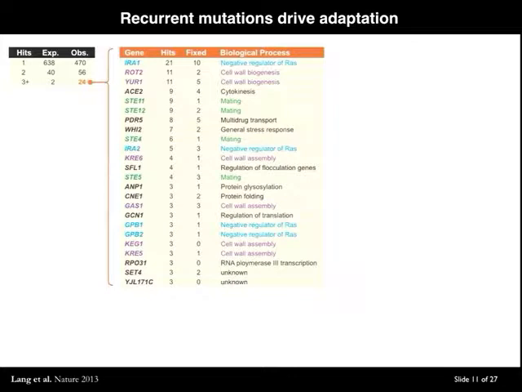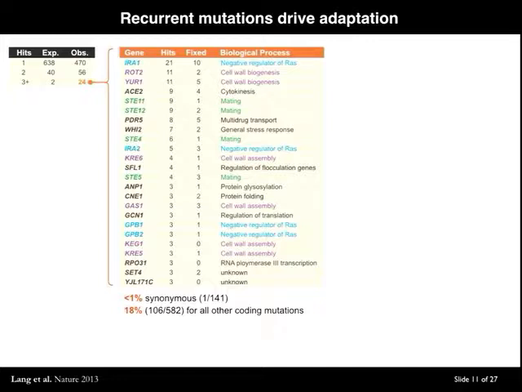We can look at what biological processes tend to be hit. We see a lot of mating, which is not actually a surprise, since we set this whole experiment up to track sterile mutations as they move through the population. We also see, like IRA1, a lot of negative regulators of RAS, and we also see a lot of things involved in cell wall assembly and cell wall biogenesis.